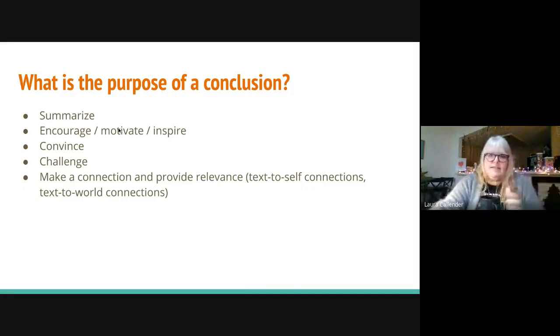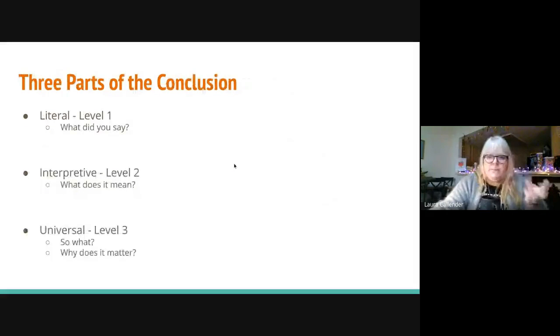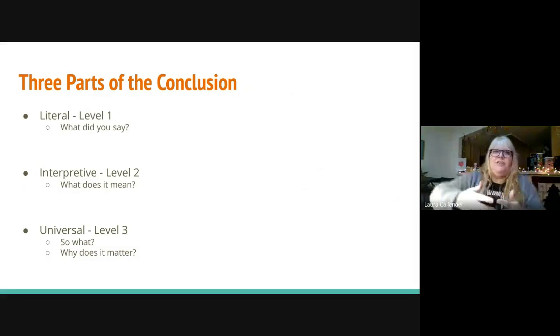So how do we do this? Well, we do it in 3 parts. Your conclusion should have a minimum of 3 sentences, okay? And maybe more, depending on how many sentences you need to say each part. So the first is the literal stuff. Summarize what you already said in new words. So what did you say? So kind of a repetition, but you're going to do it in new words so it doesn't feel repetitive.